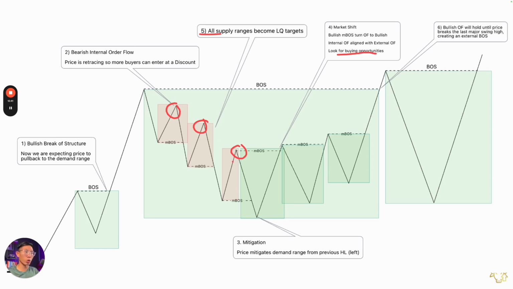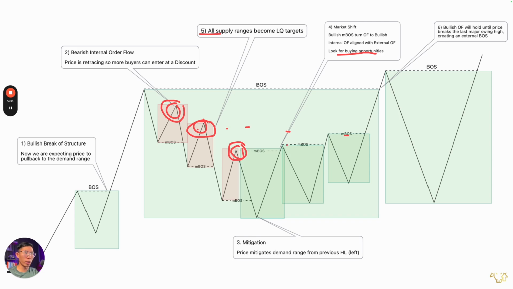So price is going to tap point A first, followed by point B and then point C. It's going to crush all this supply order flow that we have right here. And that is essentially how price works. You can see after price created the market shift, the order flow has shifted from bearish to bullish.